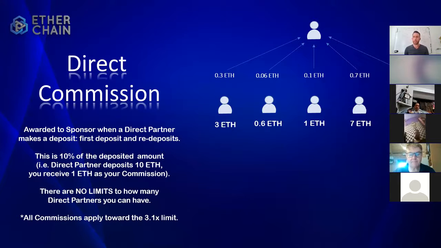Now, the direct commission is awarded to a sponsor when your direct partner makes a deposit. And this goes for the first deposit and any redeposit that might happen. It is 10% of the deposit amount. So let's say that your direct partner deposits 10 Ethereum. You will receive 1 Ethereum as your instant commission. There are absolutely no limits to how many direct partners you can have. This is a unit-level system, and all commissions apply towards the 3.1 limit.